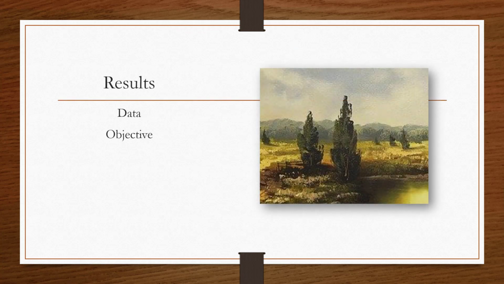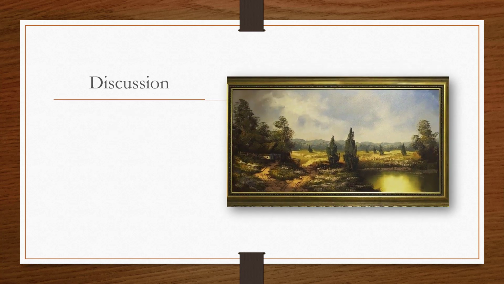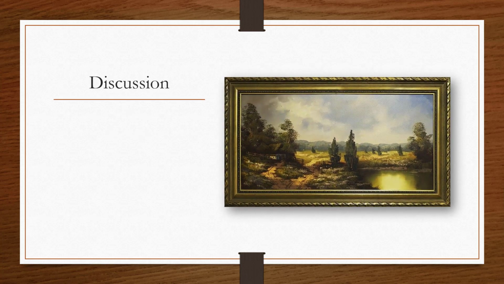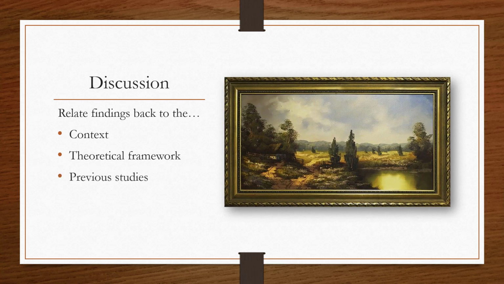Now, in the results section, we talked about data that was objective. Now, in the discussion section, we're zooming back out and we're going to relate the data that we gathered with that context, with the other things that we talked about in the introduction. We have to relate this back to the context. We have to relate it back to our theoretical framework. We need to relate our results back to those previous studies that we looked at in the literature review.